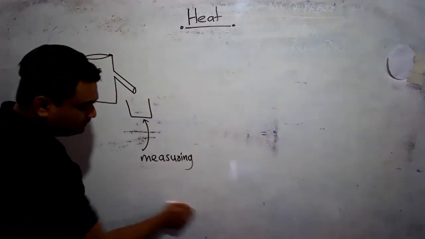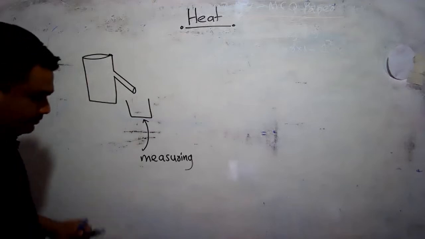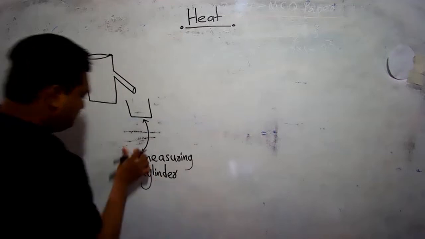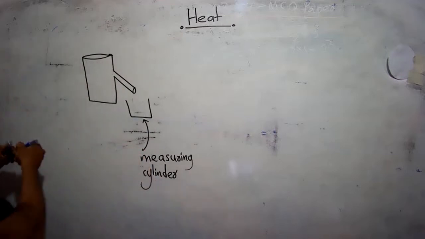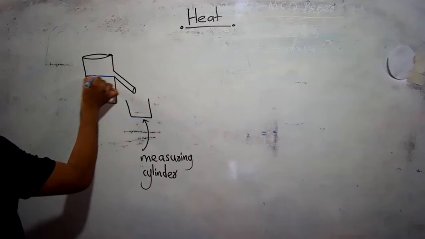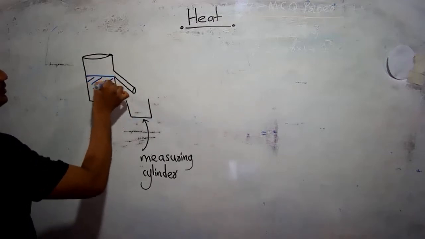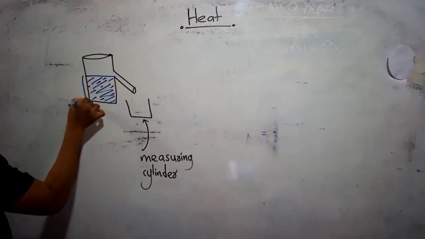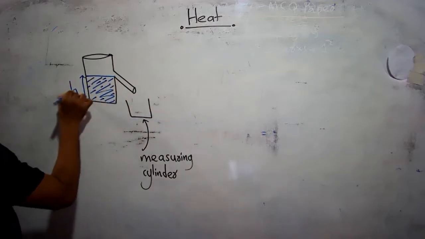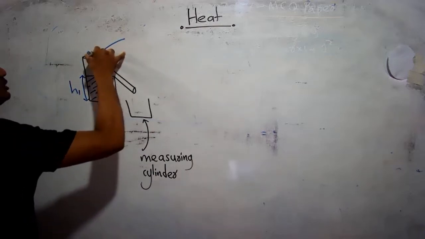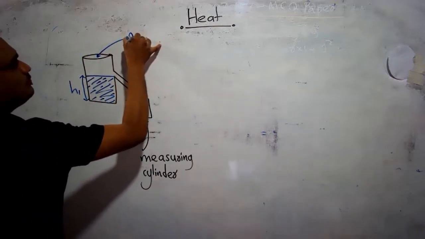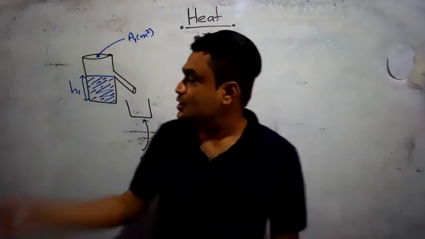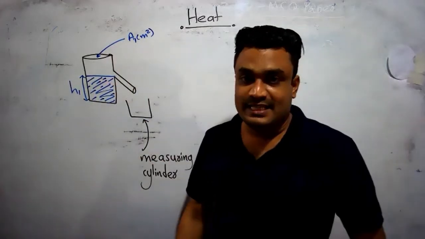Listen to me carefully. Let's say a liquid is filled up to this level. Let's say this height is h1, and let's say the cross section area is A1 square meters. So what is the height of the liquid in the vessel? h1 meters. The cross section area of the vessel is A1.